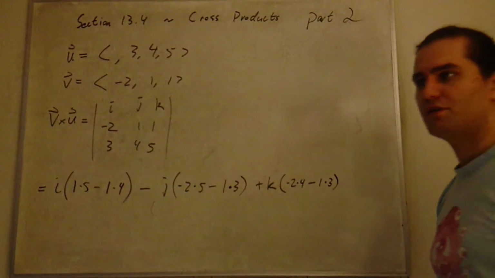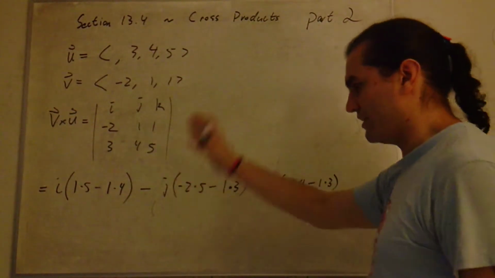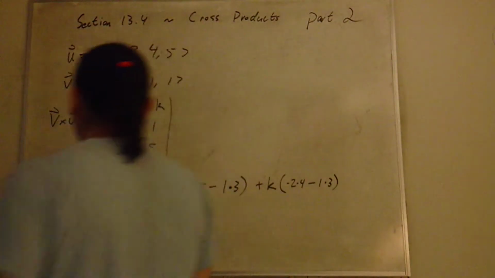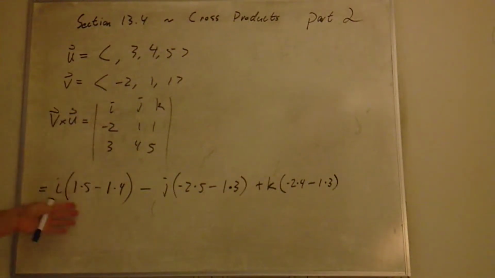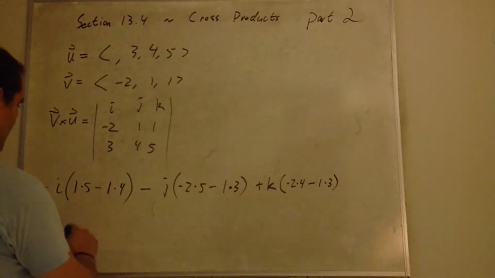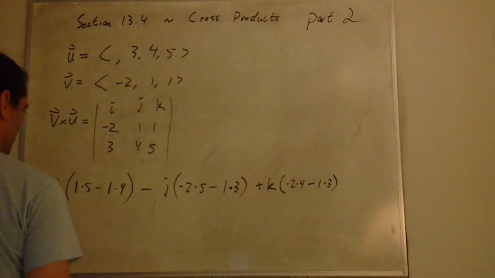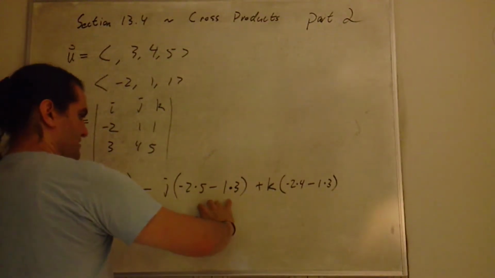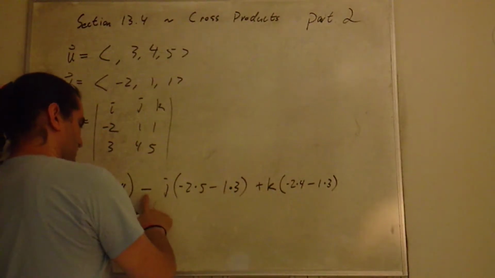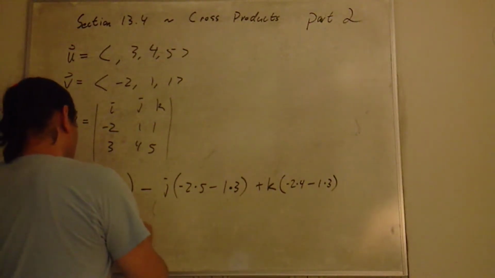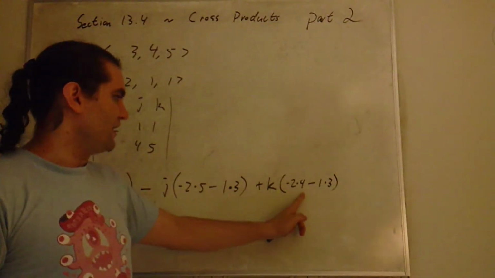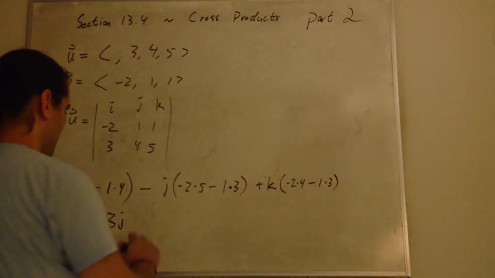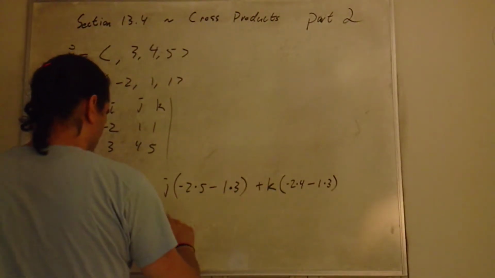So lots of arithmetic going on, lots of trying to keep things straight. But once you have all this written down and you know where all the numbers should be and how they go here, it is just arithmetic and it falls out pretty nicely. 5 minus 4 is 1. Negative 10 minus 3 is negative 13, but it's negative j, so this will be plus 13j. And this is negative 8 minus 6 should be negative 14k.